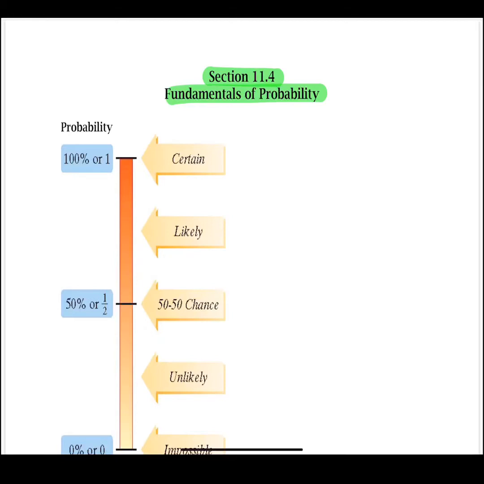Today's section is section 11.4, fundamentals of probabilities. I'm assuming you guys have your pen and paper ready and you have your worksheet ready. So let's get this started.